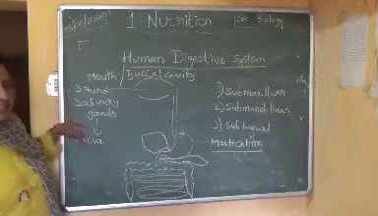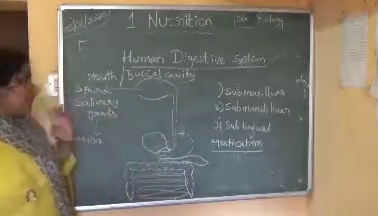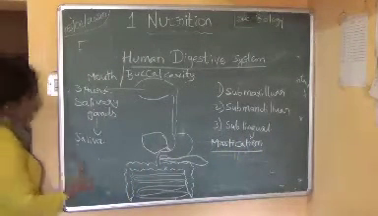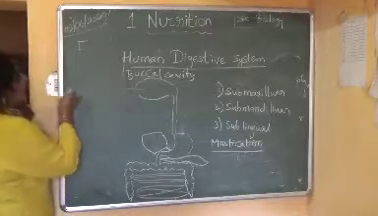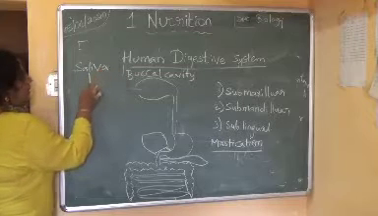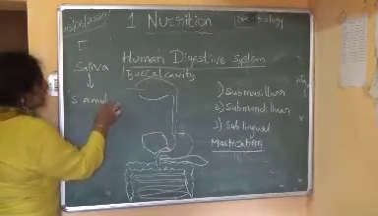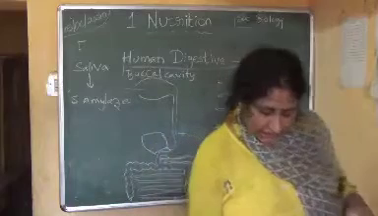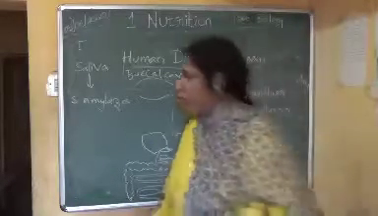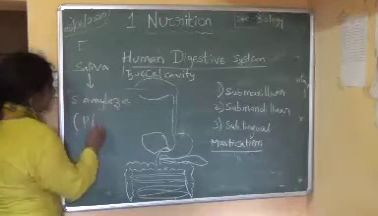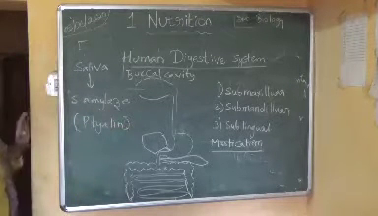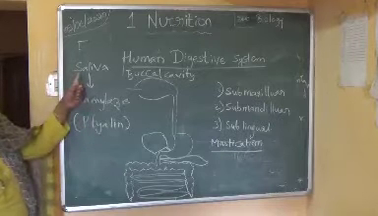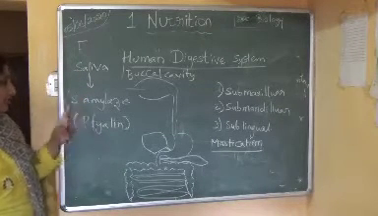Saliva is secreted by salivary glands, 3 pairs of salivary glands. One more important point you need to remember is that saliva contains an enzyme called salivary amylase, which is also called ptyalin. You should remember this name also.